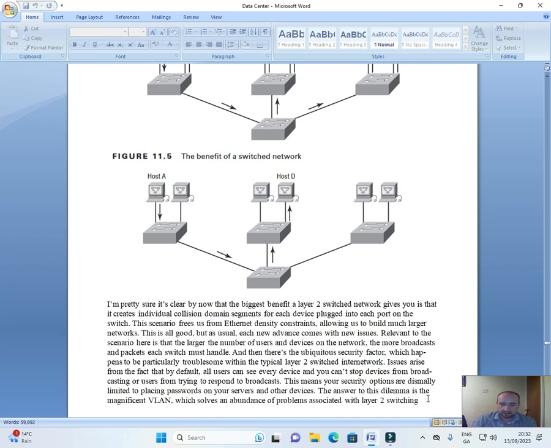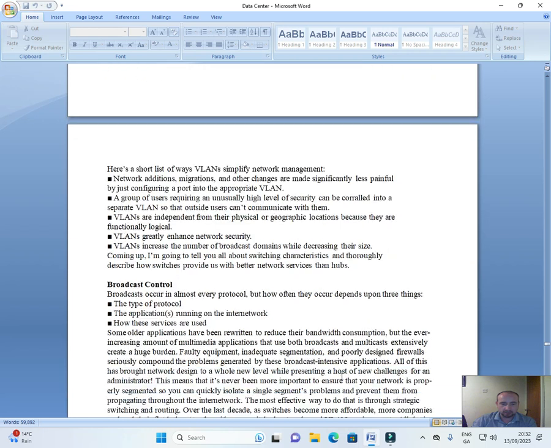The answer to this dilemma is the magnificent VLAN, which solves an abundance of problems associated with layer 2 switching. Here's a short list of ways VLANs simplify network management. Network address migrations and other changes are made significantly less painful by just configuring a port into the appropriate VLAN.